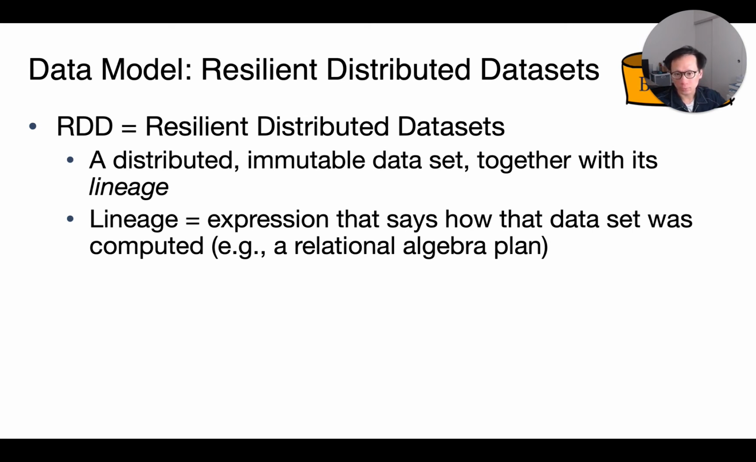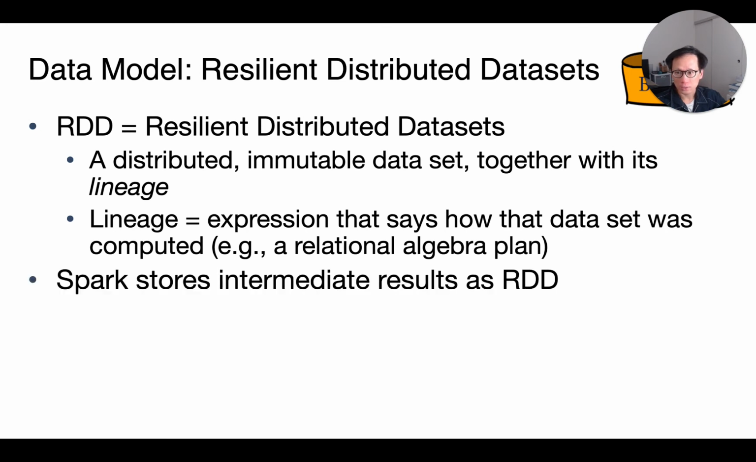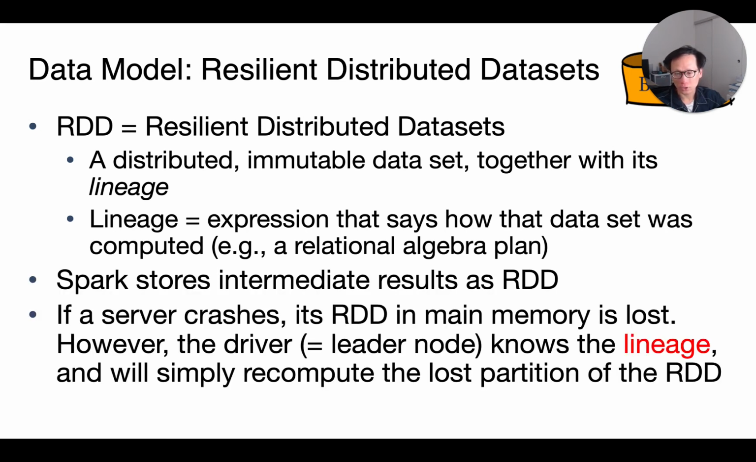Why do we keep track of each RDD's lineage? Well, while all intermediate results in Spark are also stored in memory as RDDs, they will be lost if the server crashes. But since we know how each RDD was computed, we can recompute the RDD from its lineage rather than starting the entire program from scratch.